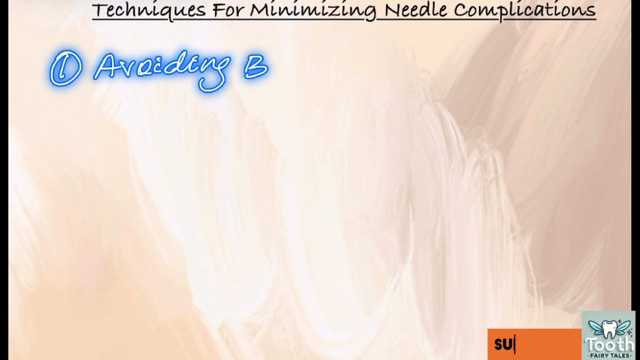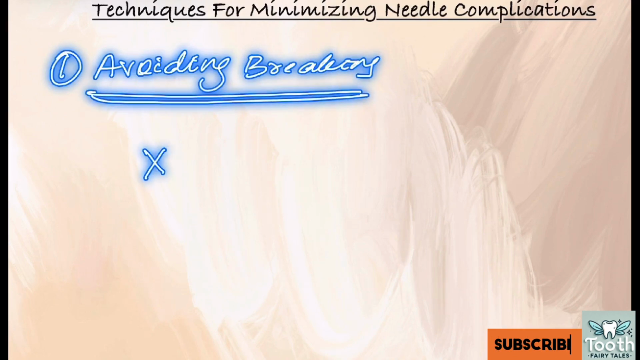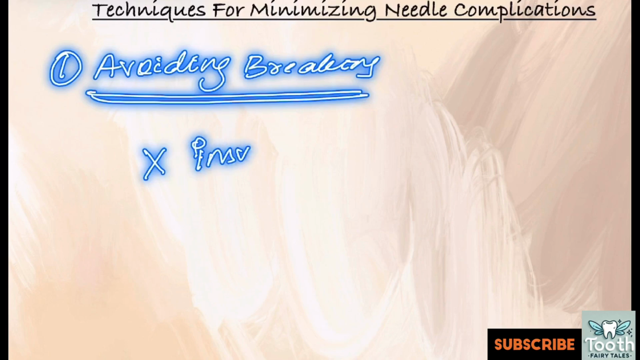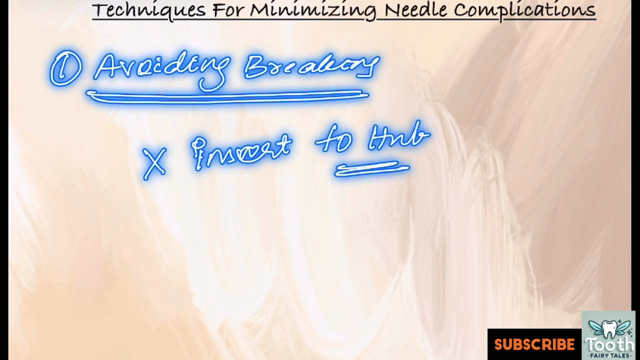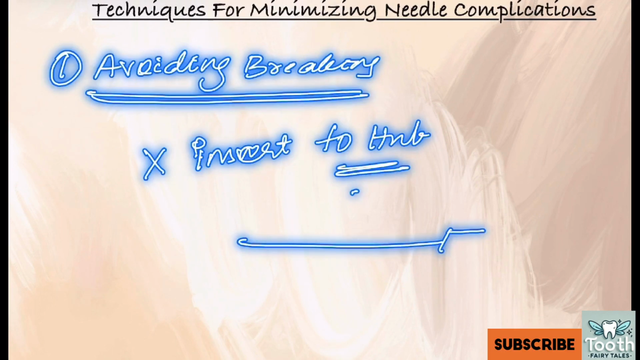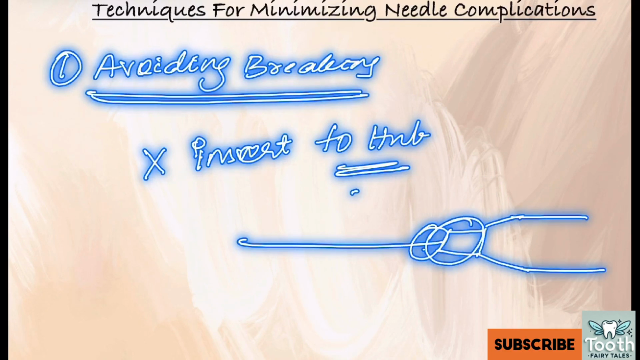What are the techniques for minimizing needle complications? First is avoiding breakage. How do you avoid breakage? Do not fully insert the needle to the hub. The area near the hub is the weakest part of the needle and most susceptible to breakage.